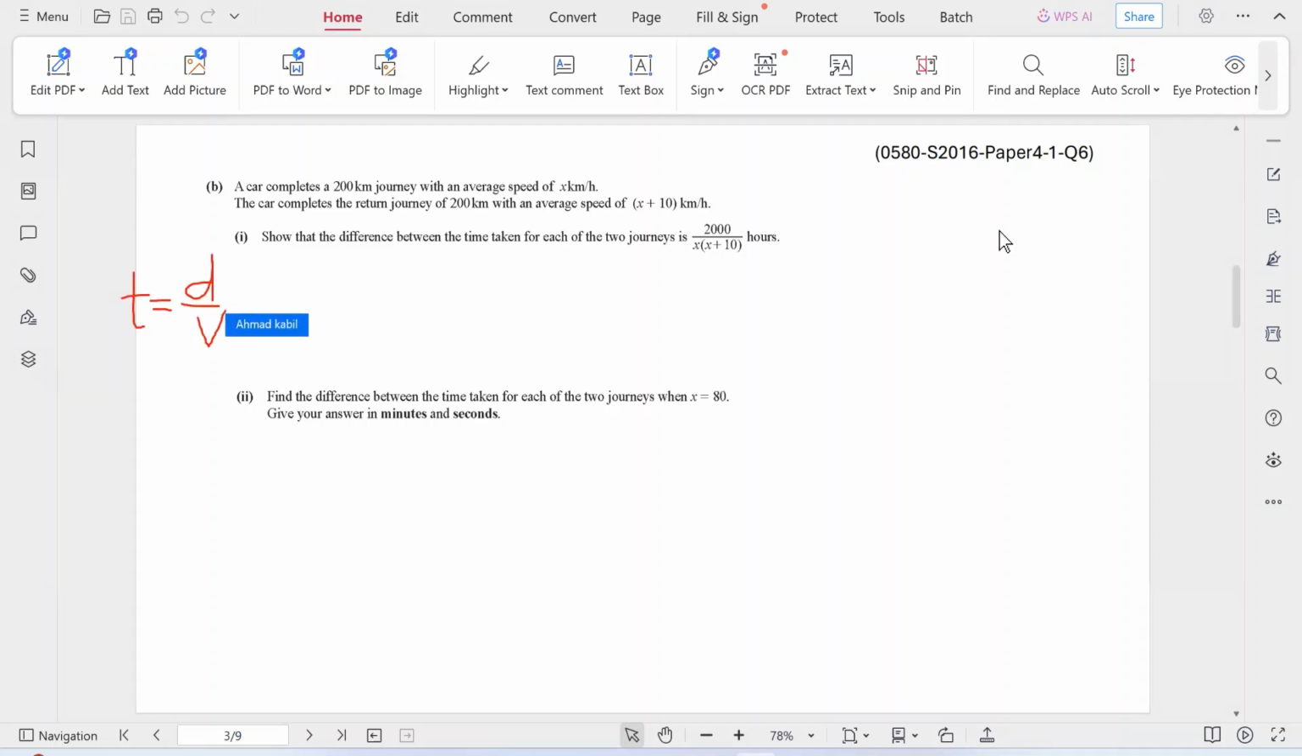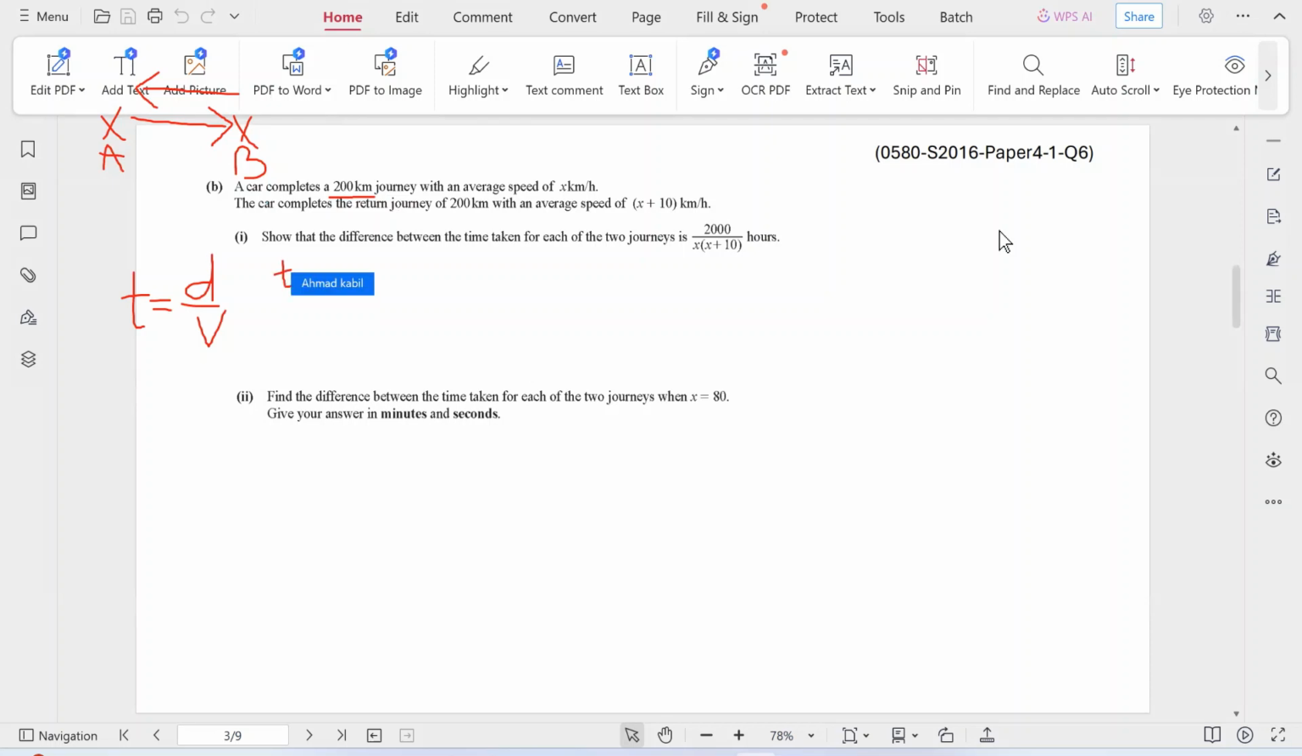Now this problem requires the difference between two times, the time going forward and the time taken in the return journey. Since we're traveling between two specific points A and B, the distance moved from A to B must equal the distance moved back. So since it's a 200-kilometer journey, in both cases, the distance has to be 200. It is only the speed that differs from one journey to the other.